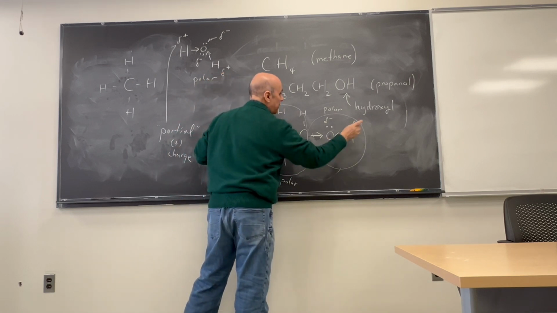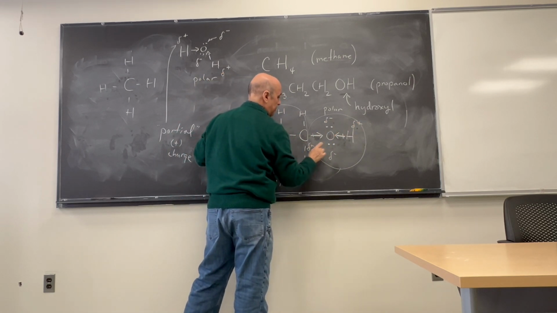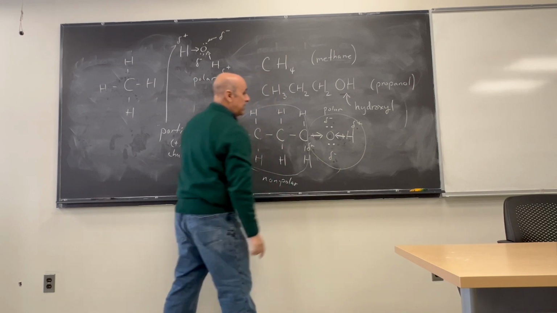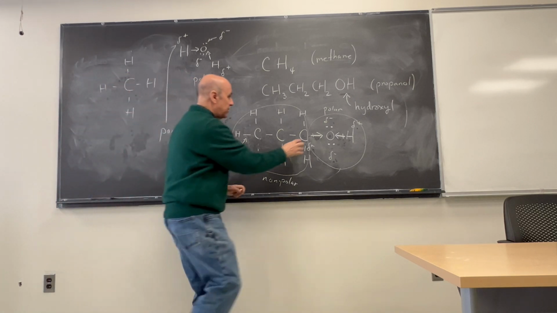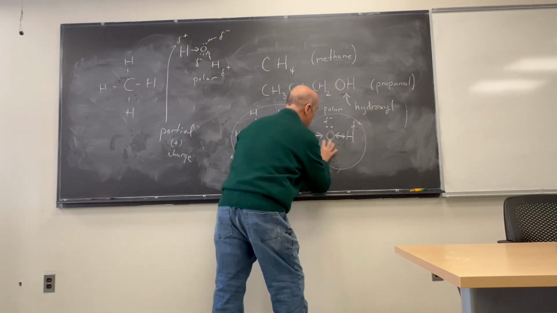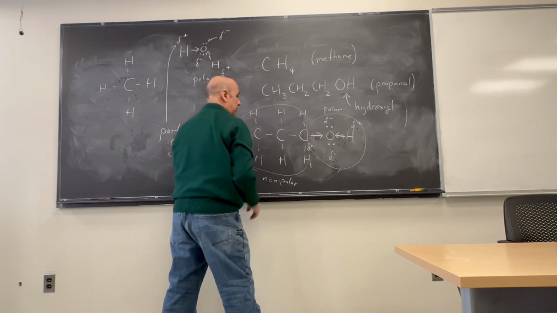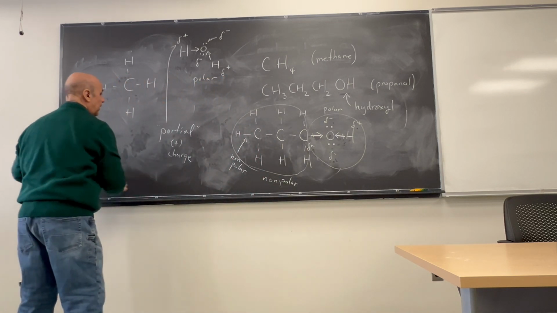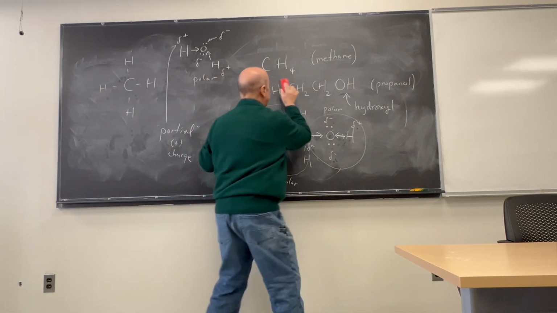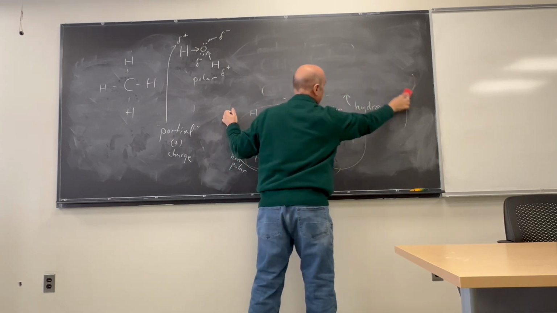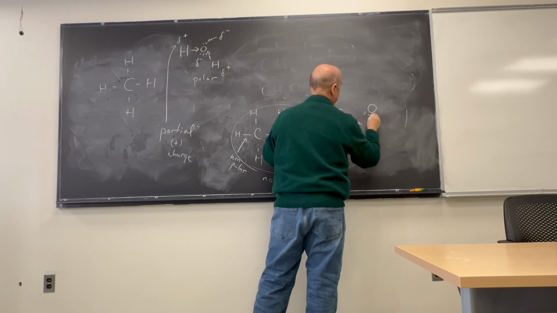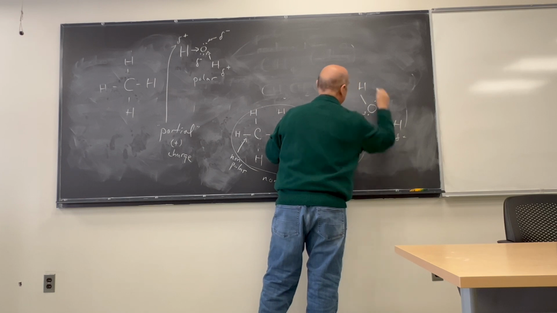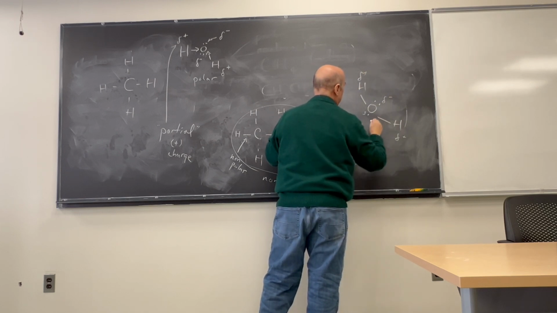Over here, you have partial positive, partial negative, partial positive, partial negative. So water is going to feel that attraction. So water is going to feel a certain attraction for propanol because of this part of the molecule, not because of that part of the molecule. How do we represent that? Well, I actually can put water in the vicinity: partial positive, partial positive, partial negative, partial negative.